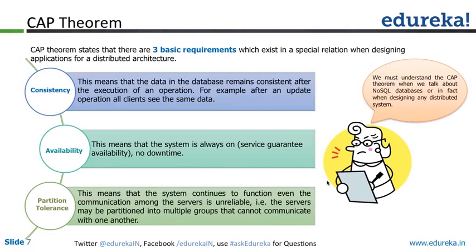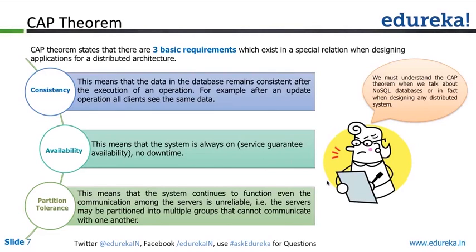Then there is availability. Every time a client makes a request, the service is always available and there is absolutely no downtime. Then comes partition tolerance. Partition tolerance talks mostly about the scaling part of it. How do we scale the information and distribute it across multiple groups very easily? It can be partitioned into multiple groups that can communicate with one another. So that's the partition tolerance concept.